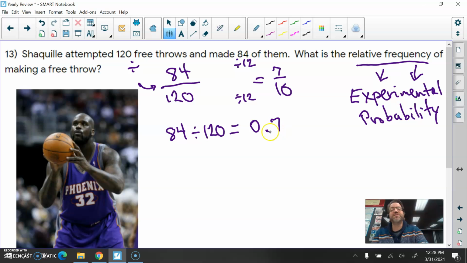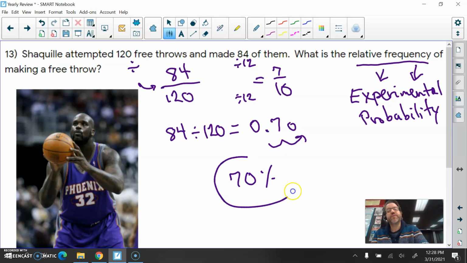See how the 7 is in the tenths place? We would read this as 7/10, which is what we have as a fraction. Now, as a percent, you then take your decimal point and move it to the right 2 spaces, and I have to fill in this space here with a 0, and we get 70%. Usually when shooting free throws, they talk about their free throw percent, and so it makes sense to have 70% here for our answer. What is the relative frequency of making a free throw? It looks like Shaquille made 84 out of 120, which is 70% of his free throws he made.